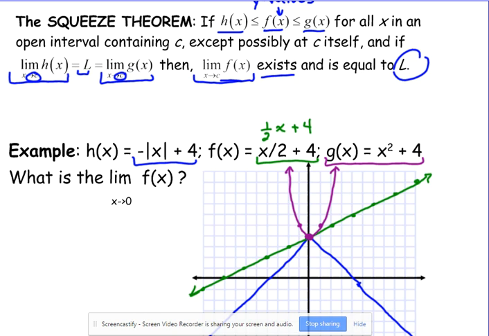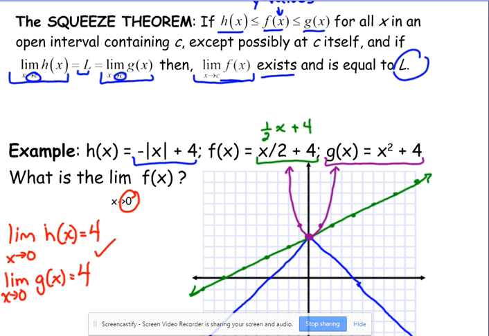If the limit as we approach c, well, what's our c in this case? Let's look at the question. What is the limit as x approaches 0? So we need to know the limit as x approaches 0 of h of x. What is that? Well, as we approach 0, h of x, the blue function, the absolute value function, is approaching 4. Okay, and then we need to know the limit of g of x as we approach 0. G of x is the purple function, the parabola, the quadratic, whatever you want to call it. As we approach 0, we are approaching 4. So the second condition is met.